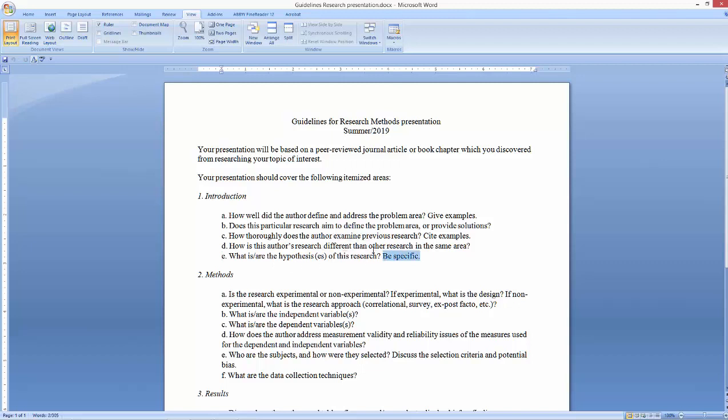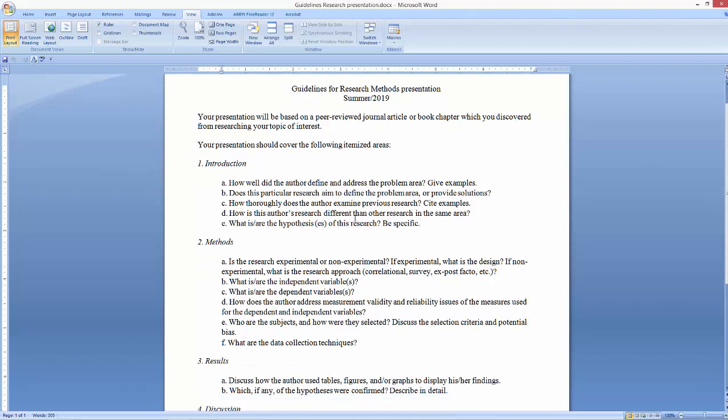Then, last, what's the hypothesis, or what are the hypotheses of the research? And in this, you need to be very specific. Look at what are these hypotheses? What are the goals that the researcher or researchers are aiming to achieve, to answer a question or statement? What are those? And usually those are stated at the end of the introduction. So you're going to hit on all 5 of these topics.